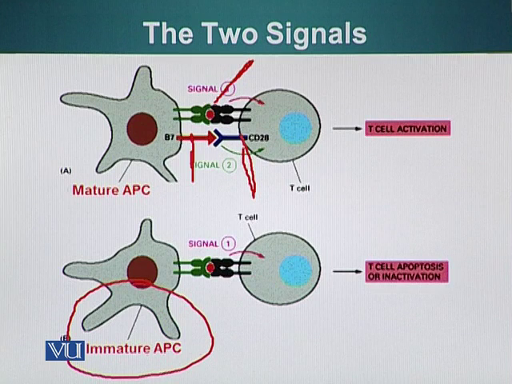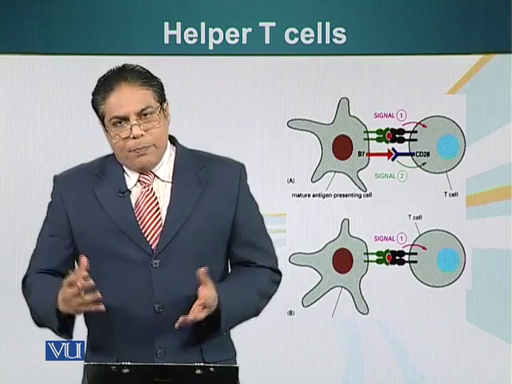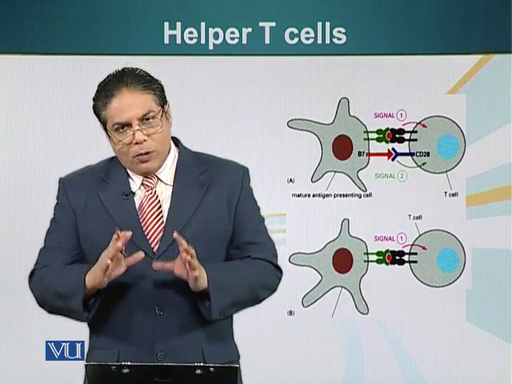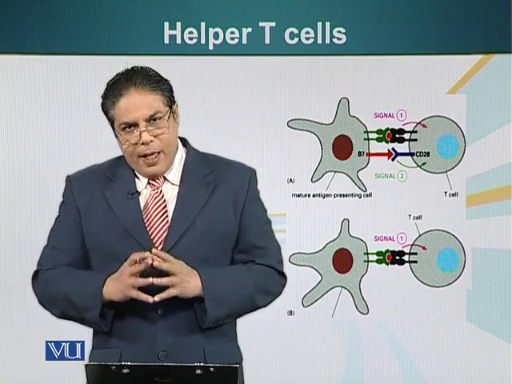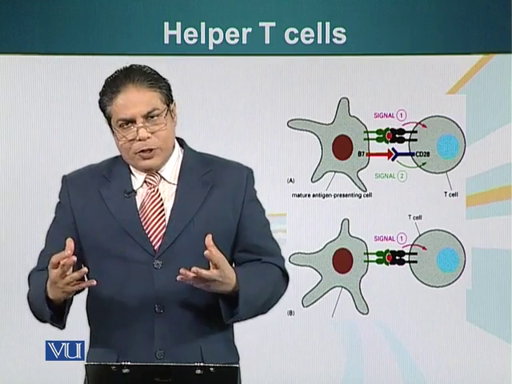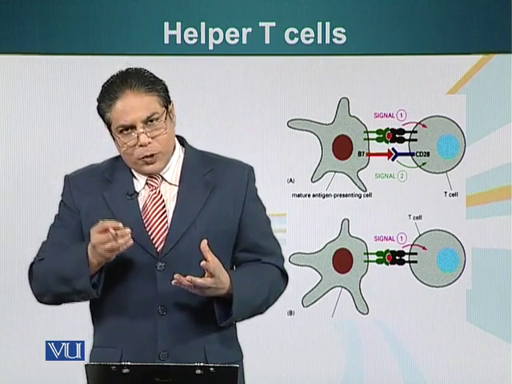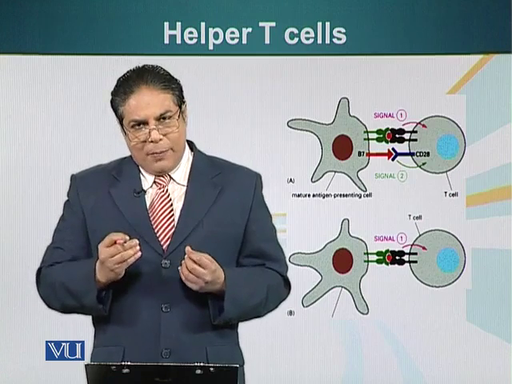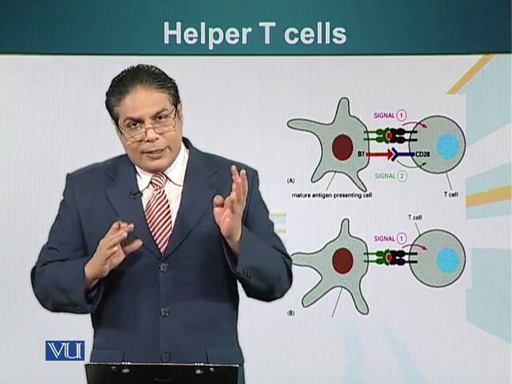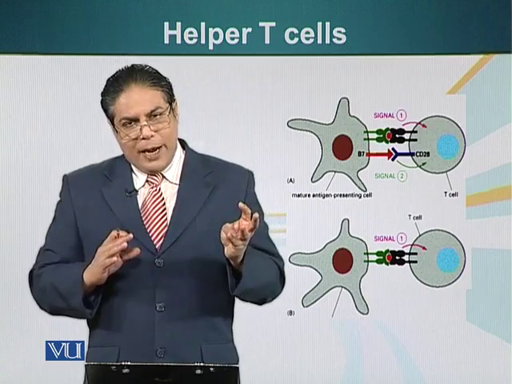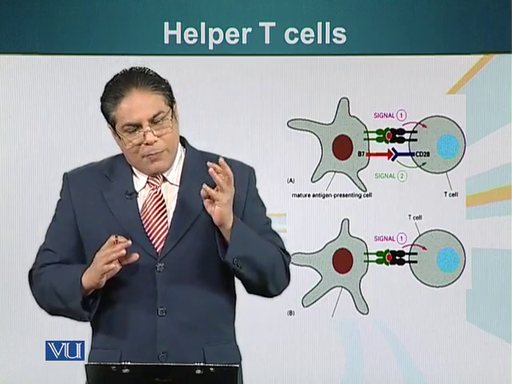making the B7 molecule. So basically, we have talked about how helper T cells are activated, and it is the innate immune system and also the nature of the peptide fragment that determine whether the helper T cell type 1 will be made or helper T cell type 2 will be made.